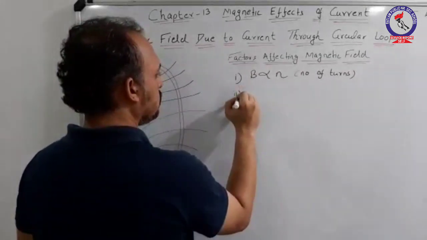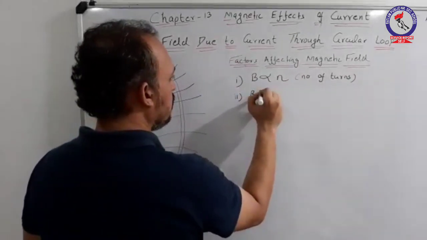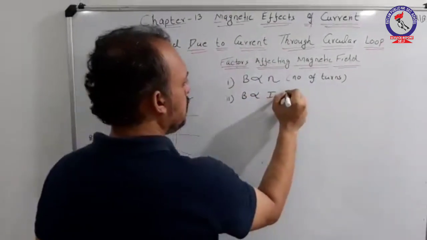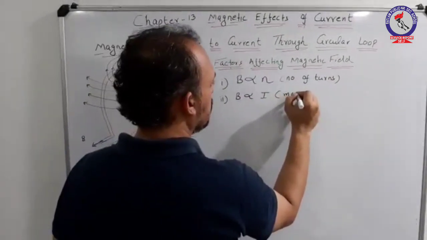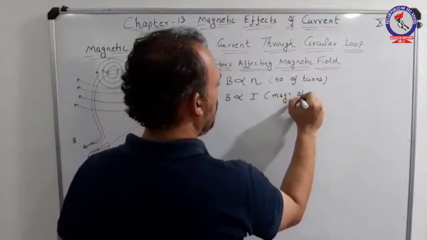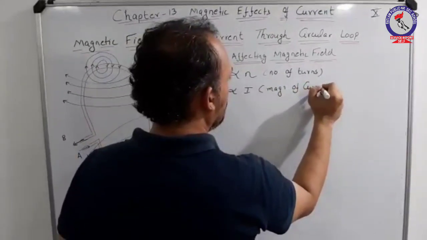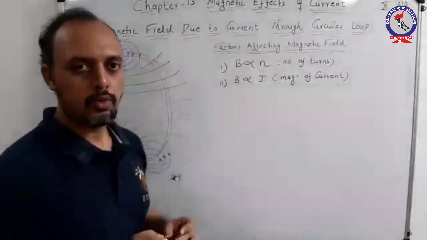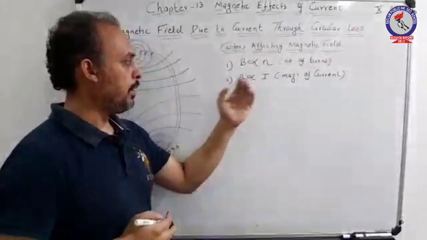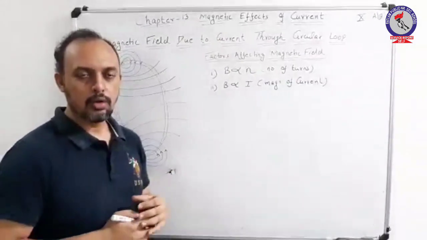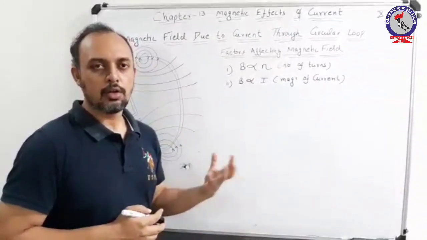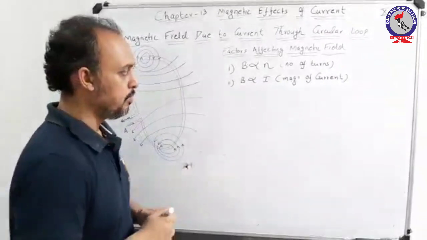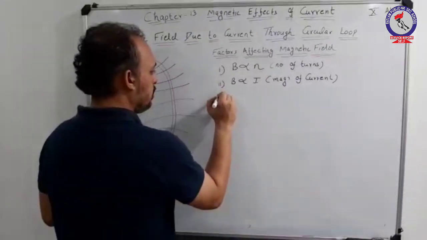Second, magnetic field is directly proportional to I, that is, the magnitude of current which is flowing through the coil. Greater the magnitude of current flowing through the coil, stronger will be the strength of magnetic field which will be created.